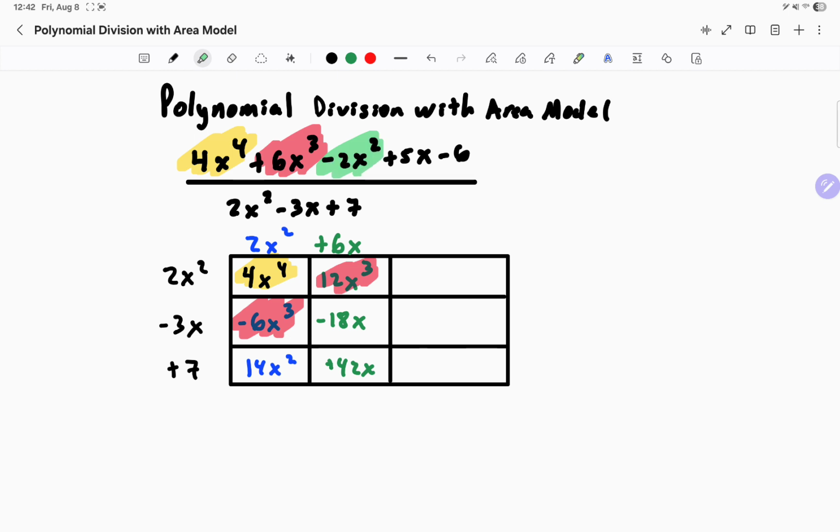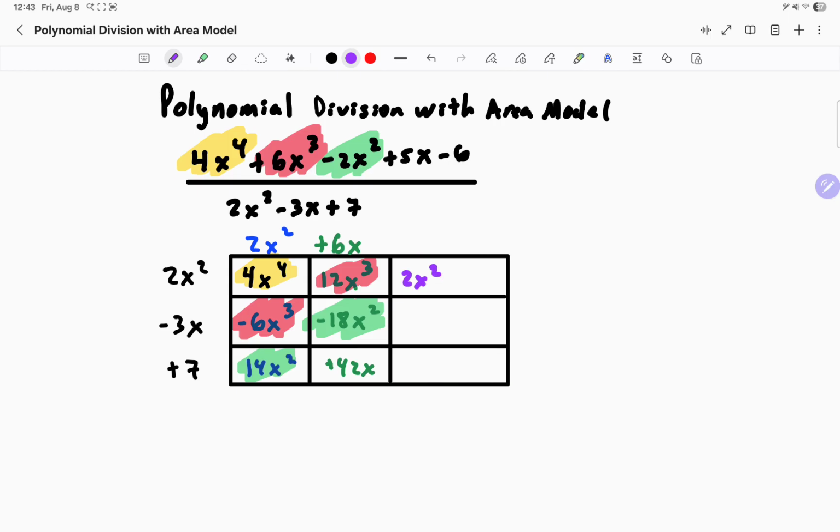Next, we'll have the negative 2x squared. Seems like I forgot the square right here. So for the negative 2x squared, we have a 14x squared. We have a negative 18x squared. And we need to find what this area should be so that 14x squared minus 18x squared plus something gives us negative 2x squared. After some thinking, this will give us 2x squared. So we have a positive 2x squared here.